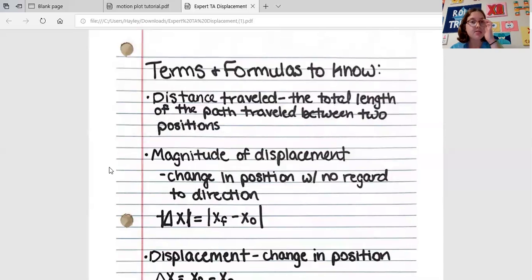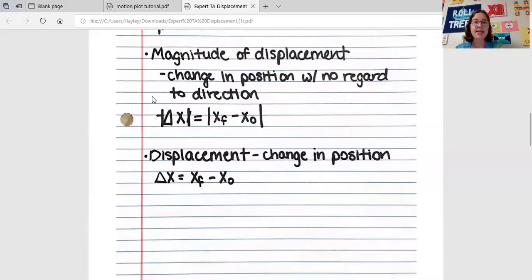So things to know when solving this problem, you need to know what distance traveled is, and it is the total length of the path traveled between two positions. And then the magnitude of displacement is the change in position with no regard to direction. And then the equation for this is the absolute value of the final position minus the initial position, and that's what we'll be using to solve.